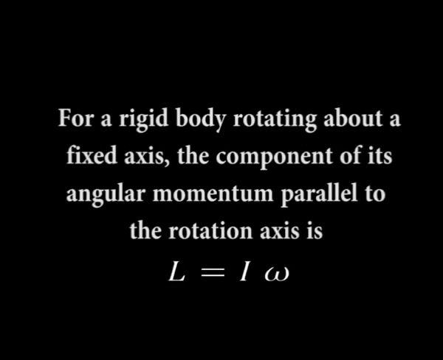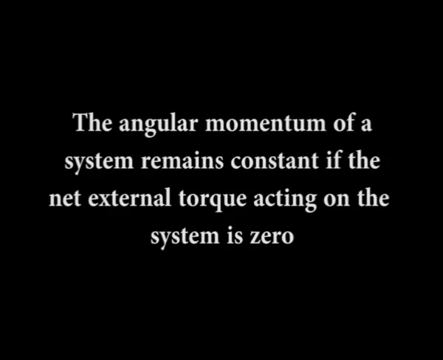For a rigid body rotating about a fixed axis, the component of its angular momentum parallel to the rotation axis is L = Iω. The angular momentum of a system remains constant if the net external torque acting on the system is 0.